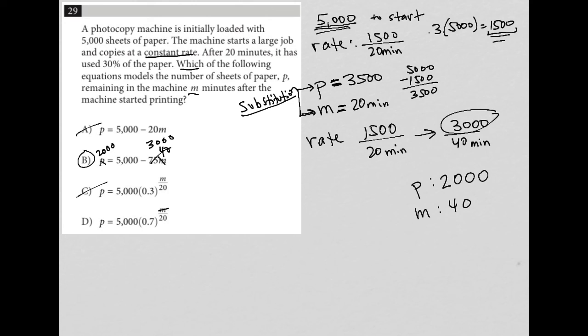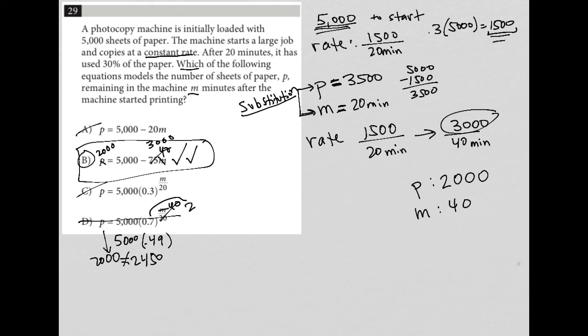Let's try D. So now we have 40 divided by 20, which is 2. So we have to do 0.7 to the second power. 0.7 to the second power is 0.49. So we'd have 5,000 times 0.49. And what I get from that is 2,450, which is obviously not equal to the 2,000 that we know P should be equal to. So now D is gone. So now we have a very clear-cut winner. Choice B is the best answer here.